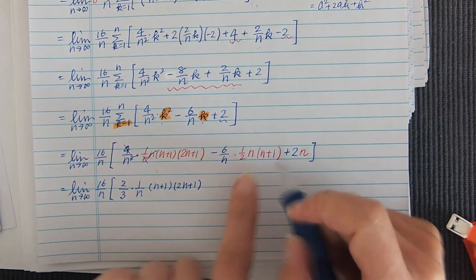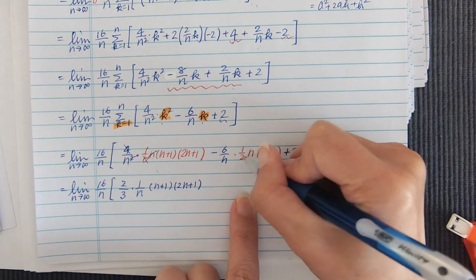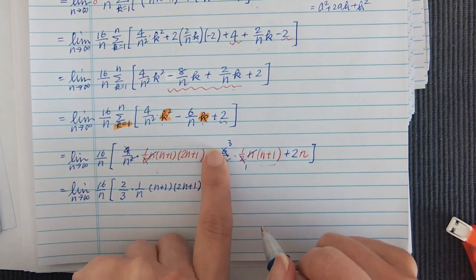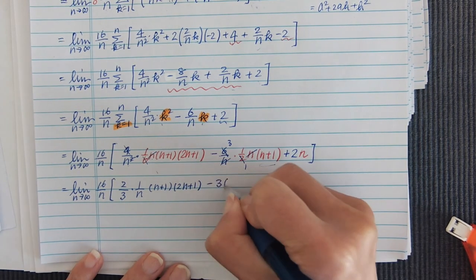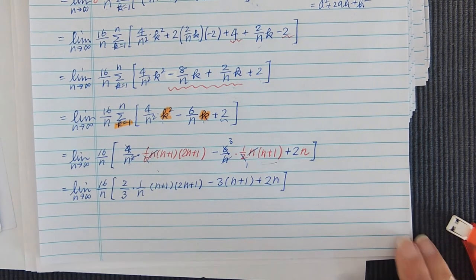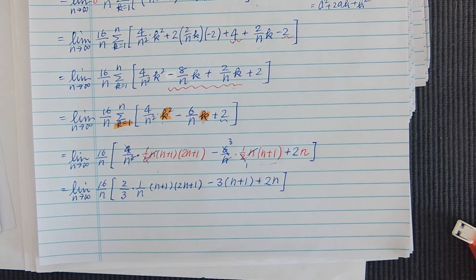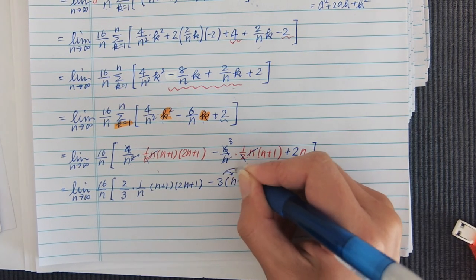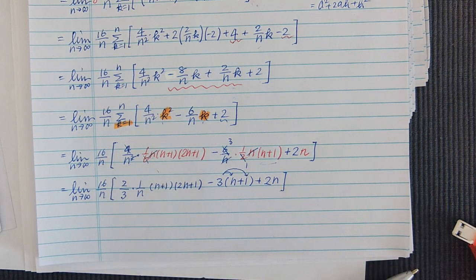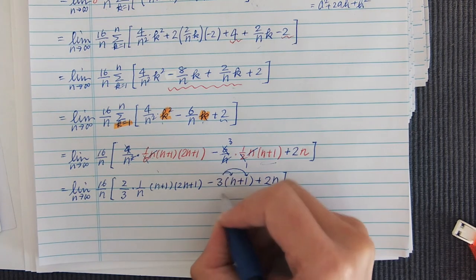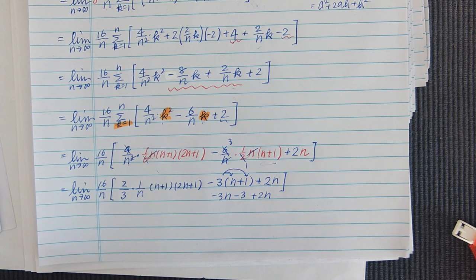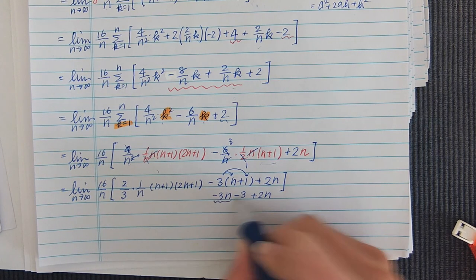The next one, I'm going to cross out the 2. I don't want to see too many things going on. Here cross out 3, and here cross out. So I get the negative 3, n plus 1, and 2n. But again, if I distribute here, I can combine a little nicer. Here's a negative 3n, negative 3n minus 3 plus 2n. So combine the like terms right here. That's a little better.